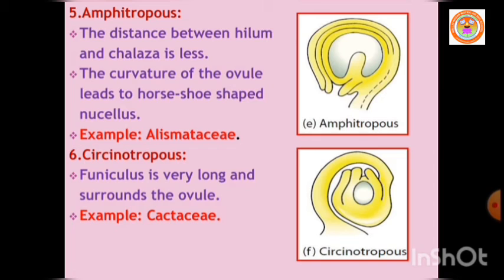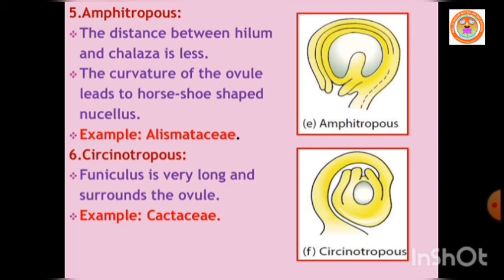Then the last type of ovule is called circinotropous ovule. Circino means coiled structure. In this type of ovule, funiculus is very long. You can see the stalk of the ovule is very long, which surrounds the ovule. Hence it is called circinotropous. It looks like a coiled spring. This type of circinotropous ovule is seen in Cactaceae.